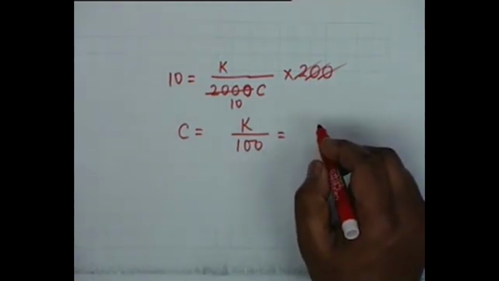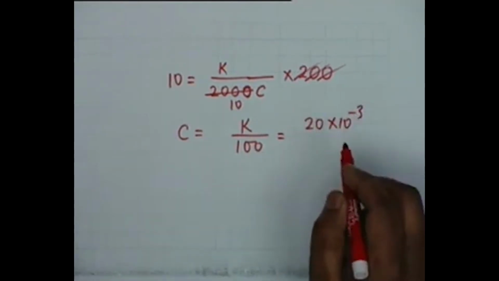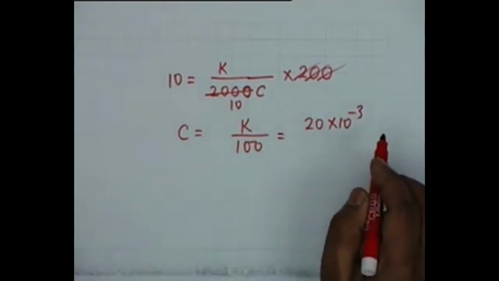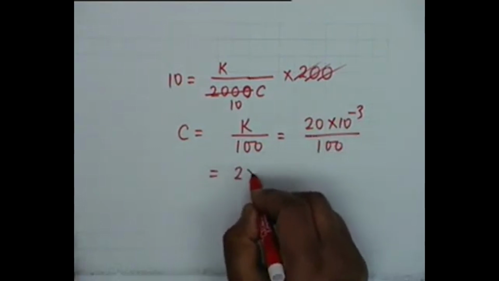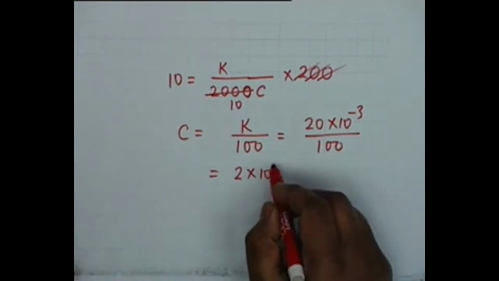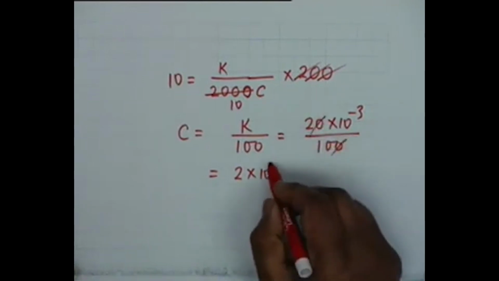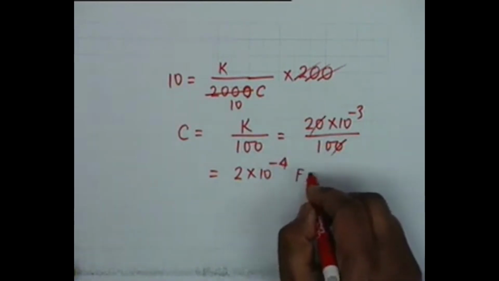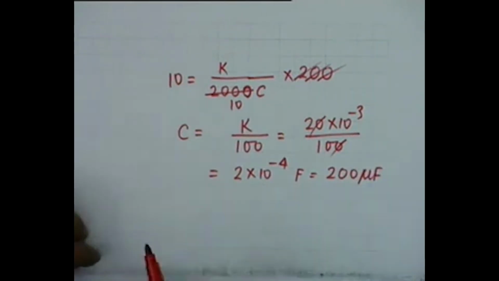And K is 20 millivolts, that is 2 times 10 to the minus 3 volt per centimeter cube, divided by 100. So it is 2 times 10 to the minus 4 farad, which is equal to 200 microfarad, and the solution is complete.